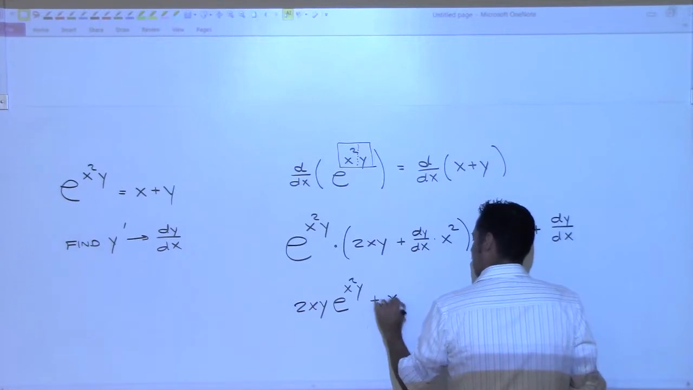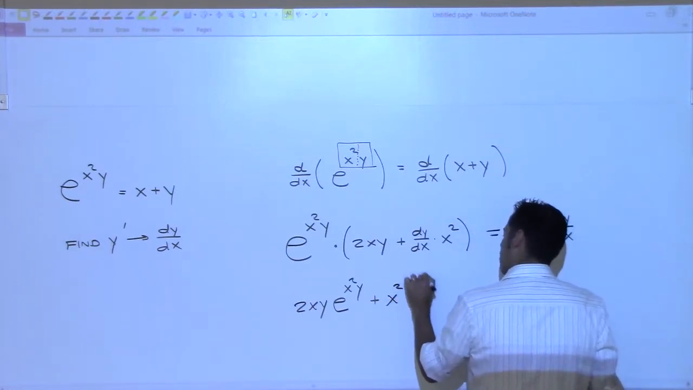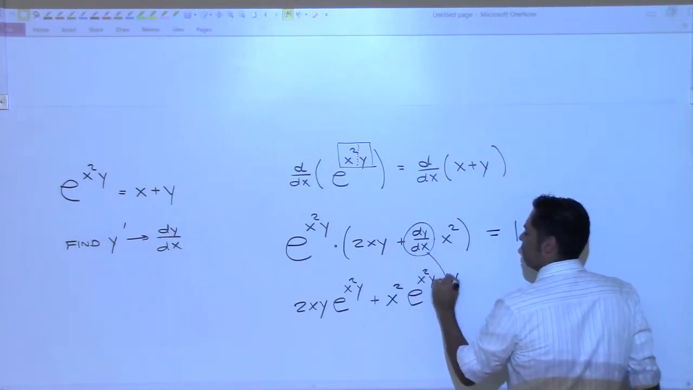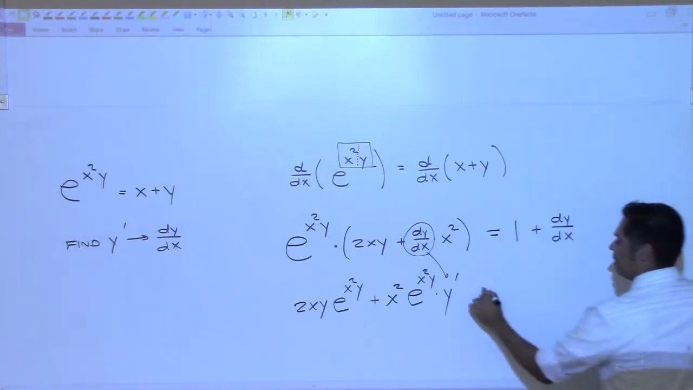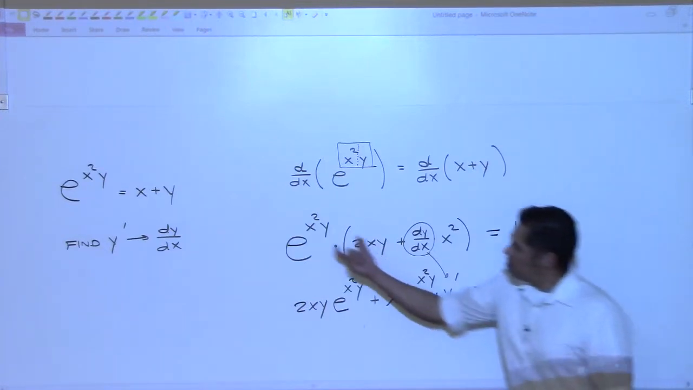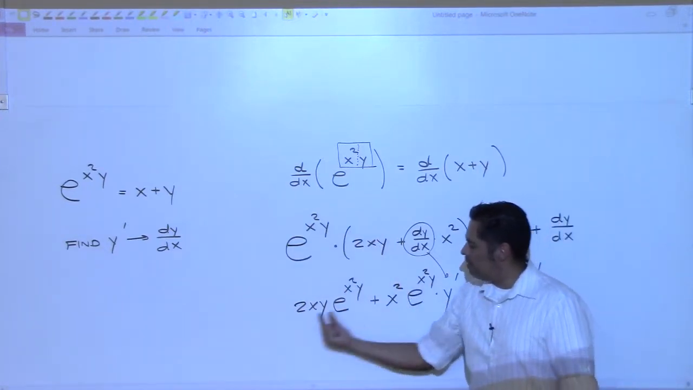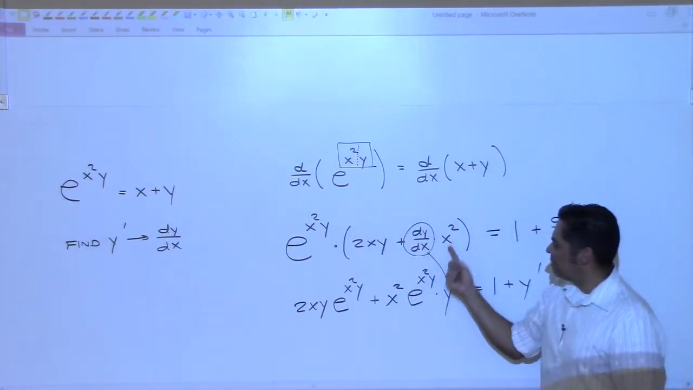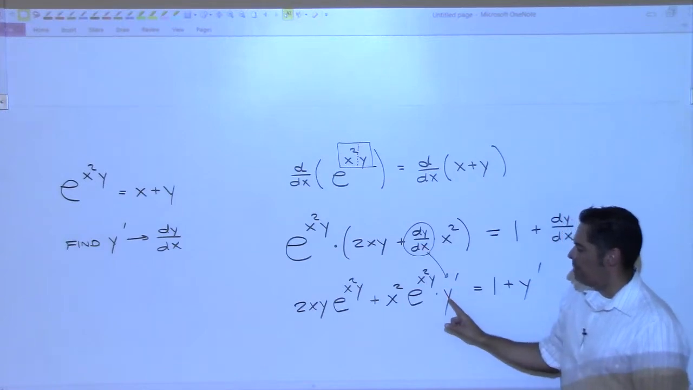How do I want to do this? x squared e to the x squared y. I'm going to replace my dy dx with y prime. Is that all right with you? Okay, equals 1 plus y prime. So do you all see that when I distribute this to this, I just slap these out in front of it? And then when I distribute this to this, I just put the x squared out in front of it, and then I just left the y prime in the back.